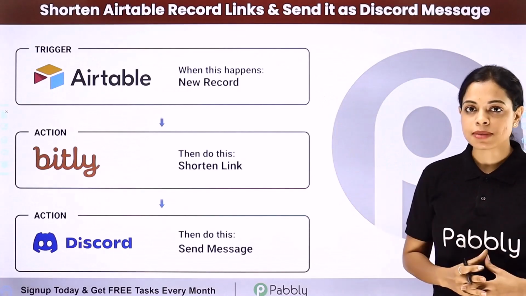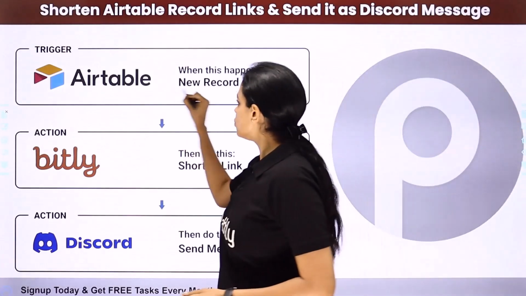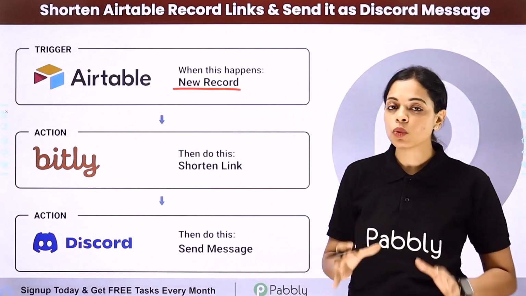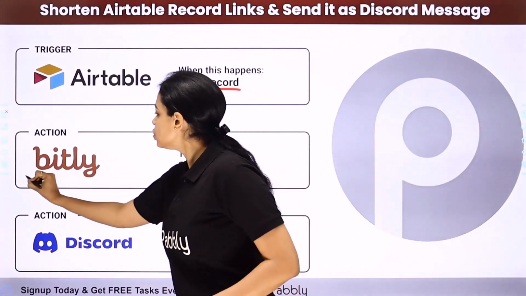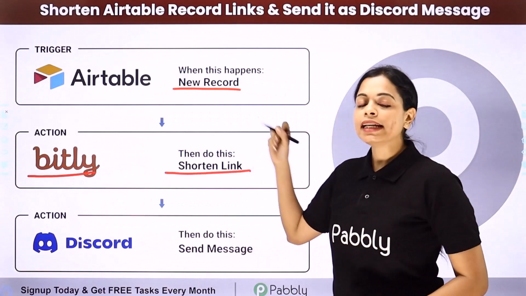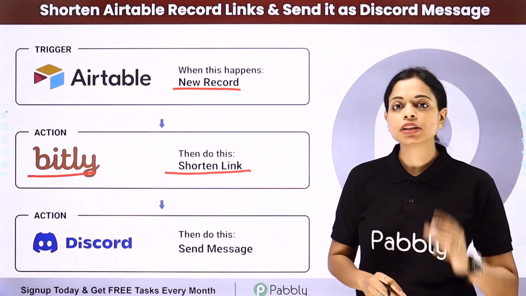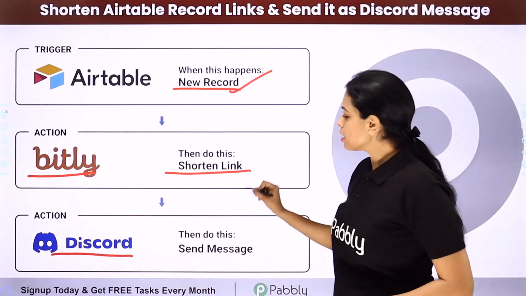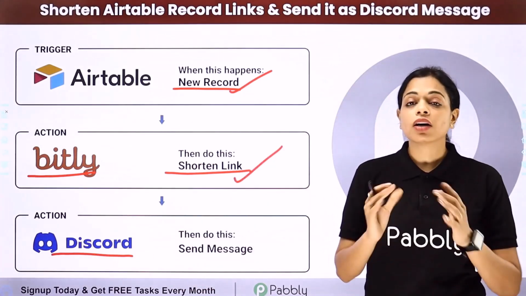In this video, we are going to see how to shorten Airtable record links and send it to Discord as a message. So let's say that you have got certain records in your Airtable spreadsheet where you have got different URLs. Now with the help of Bitly, first you want to shorten the link and then you want to send a message to your team sitting on Discord, the record details along with the shortened link. Now how could you do that?